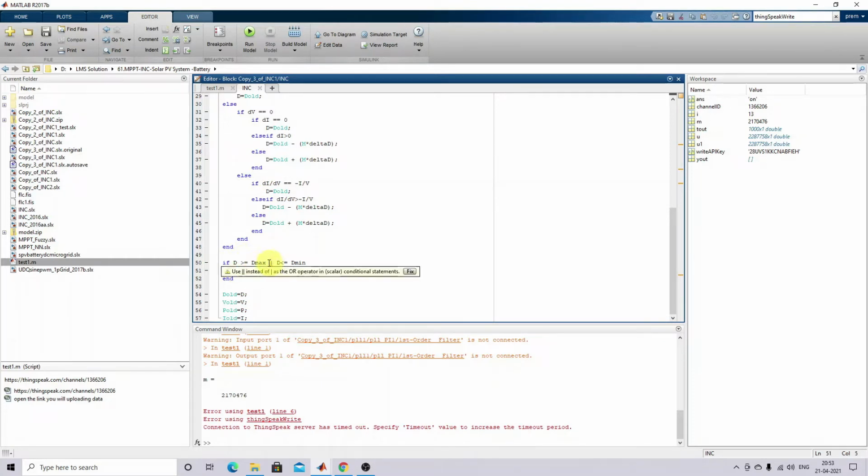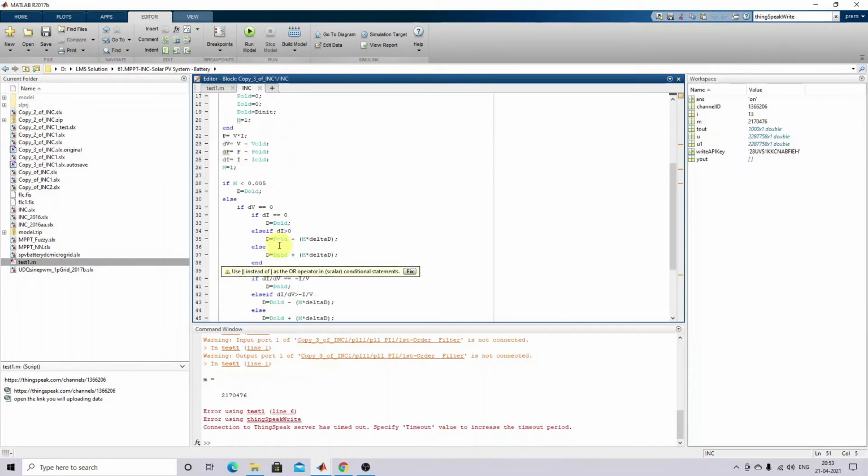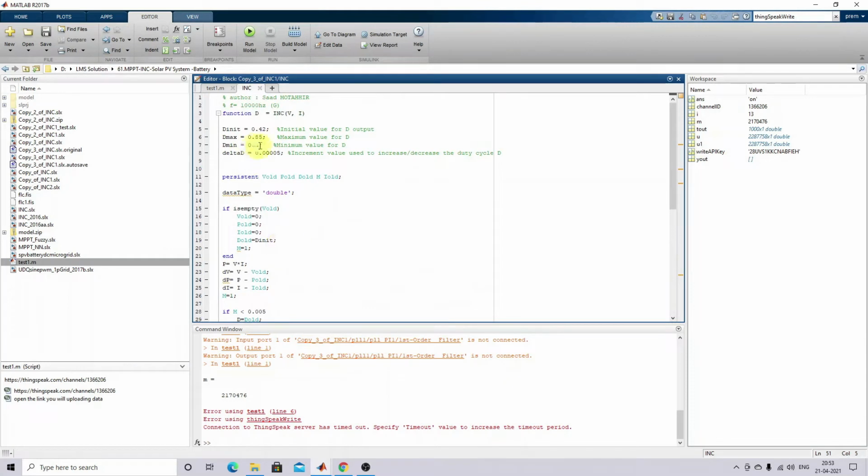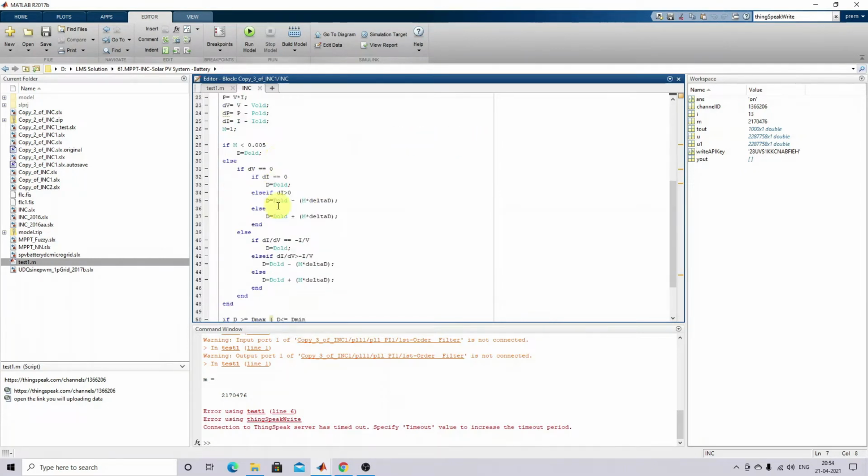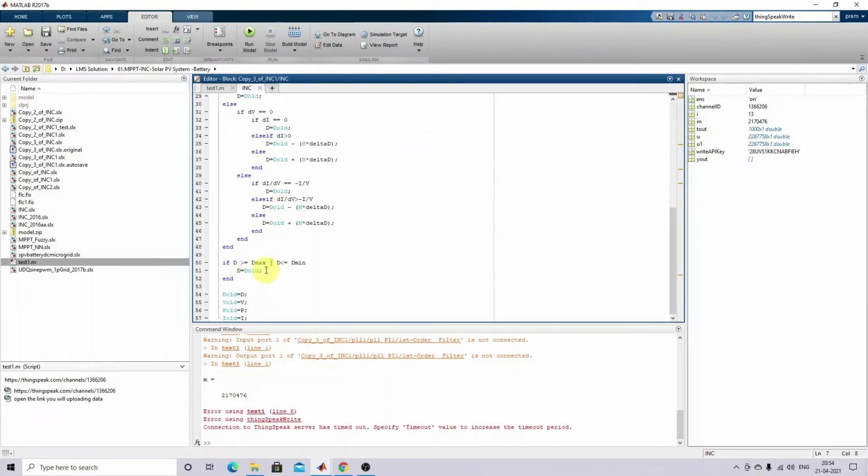Here we are going to check whether the duty cycle value is in between the maximum duty cycle and minimum duty cycle, because here we are mentioning the maximum and minimum. The maximum is 0.85 and the minimum is 0.1. If the duty cycle value is in between these two ranges, no problem, you have to proceed as it is.